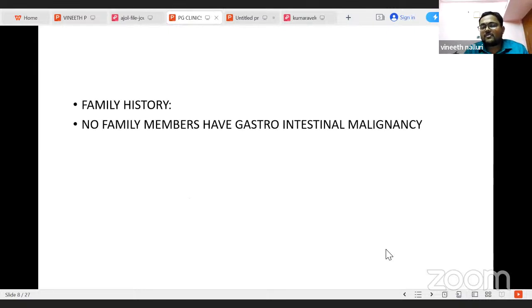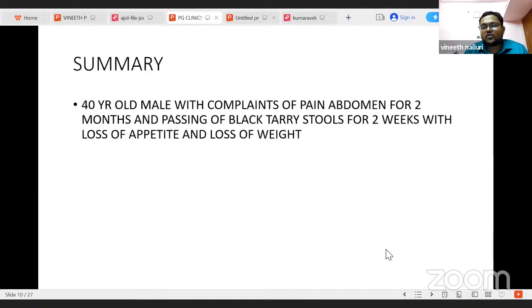Family history: no family members have gastrointestinal malignancy. In summary, 40 years old male with complaints of pain abdomen for 2 months and passing of black tarry stools for 2 weeks with loss of appetite and loss of weight. I conclude the pathology is in the gastrointestinal tract.